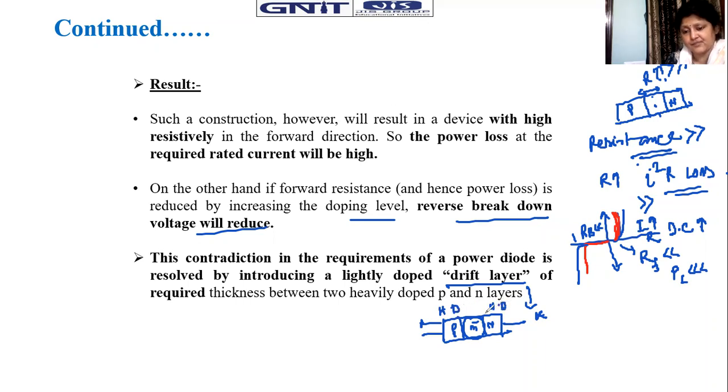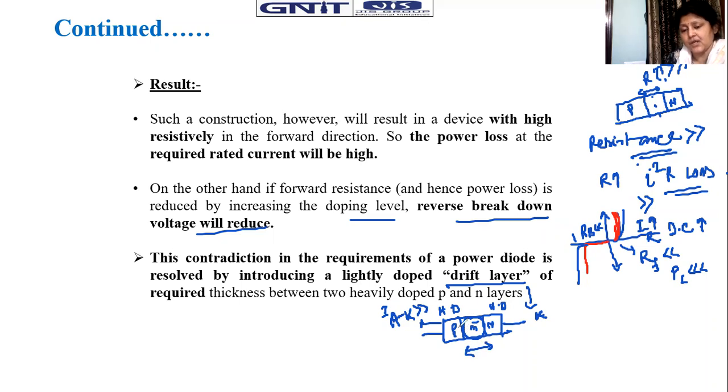Now if it is heavily doped, we get a huge amount of current, that means the anode to cathode current will be large. But simultaneously, what is happening as the doping concentration is high? The blocking voltage property of that diode will be very less. So in that case, we incorporate the N minus layer, an extra layer between the two heavily doped regions, which is very lightly doped.